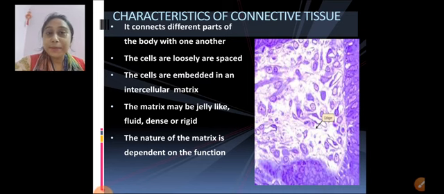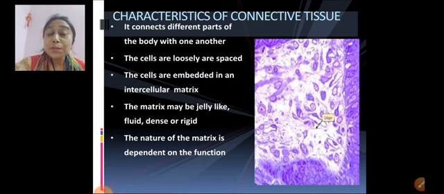I told you that epithelial cells have very little matrix between the cells. But here, what is there? There is matrix. Okay, and these matrices are of different types. Some of the matrix is fluid like water. Some matrix is very dense and rigid, very hard. Okay, some matrix is jelly-like. So this matrix varies based on the function of the connective tissue. These connective tissues have various functions. Some of them give support, some are flowing.